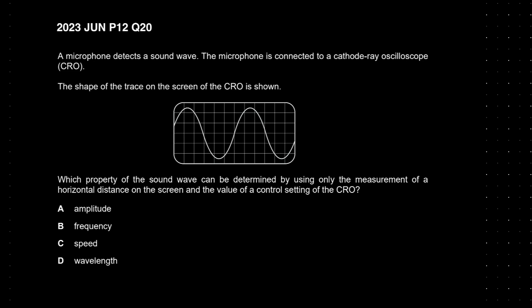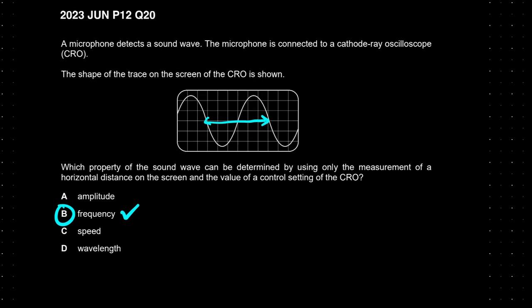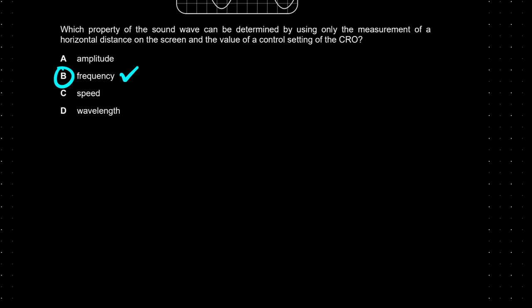So remember that the horizontal distance corresponds to the time period or the frequency, which you can get by multiplying it by the time-based setting. So you can get the frequency, which is B. So we're done with almost half the paper, and I think I only saw one slightly tricky question. Not really all that difficult.